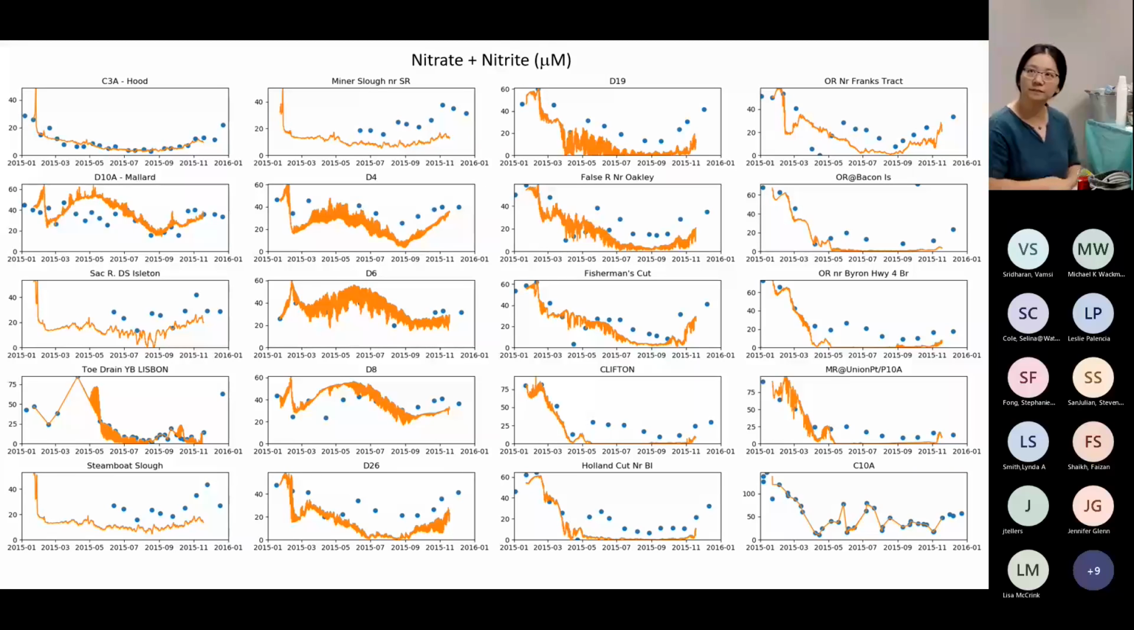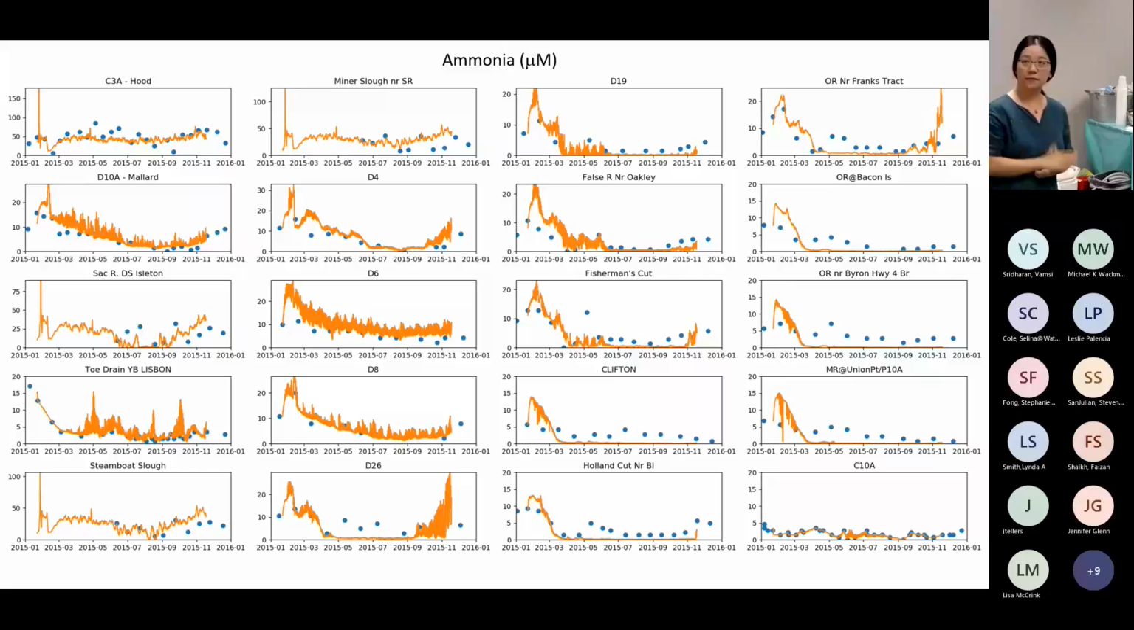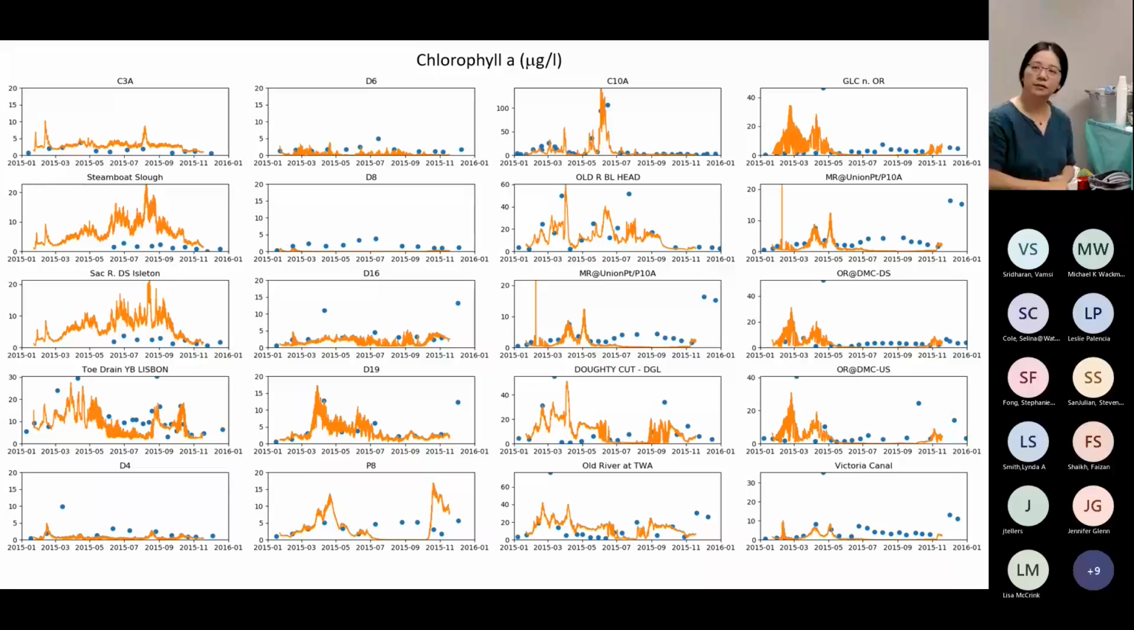So that is the result for ammonia. And then that's the chlorophyll result. I would like to go a little bit slower here. The two left columns are north central sites, and the two right columns are south Delta sites.